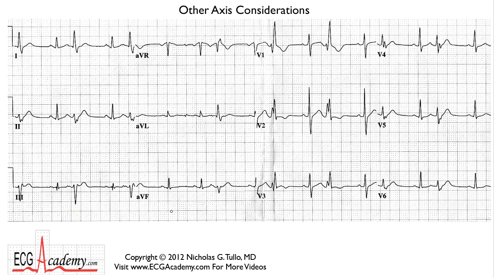Now, this ECG is a little bit more confusing. It's the best example I have of early transition. The rhythm is sinus, but there happen to be PACs that are aberrantly conducted.